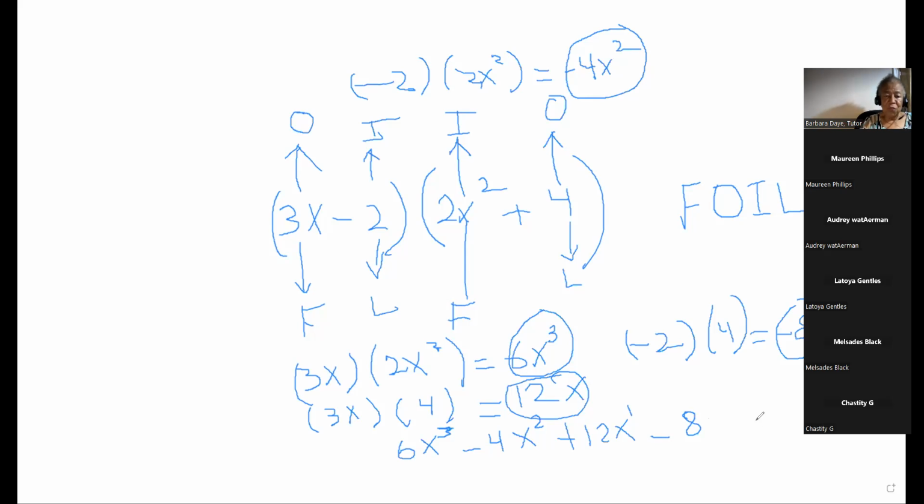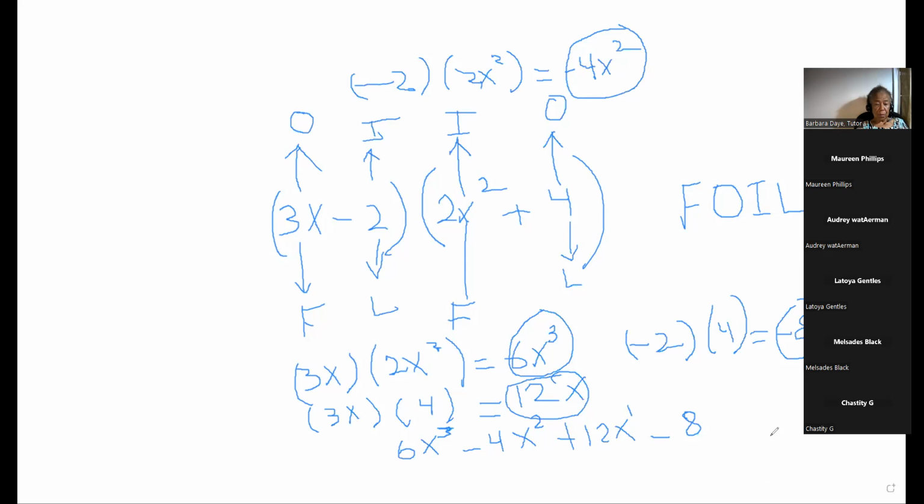Any questions on FOIL? Why do you do that again, miss? Mercedes? We do that last part, the degree you're talking about. The degree is just a power. The degree here, this is a 3, this is a 2. But the degree of the polynomial is the highest power. So the degree of this whole polynomial is 3.